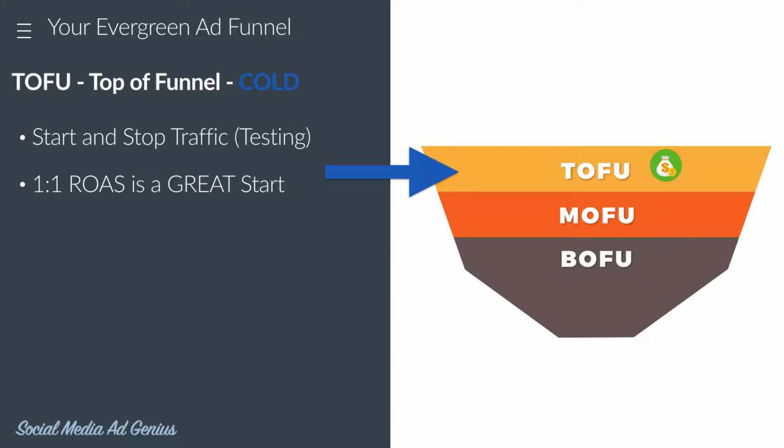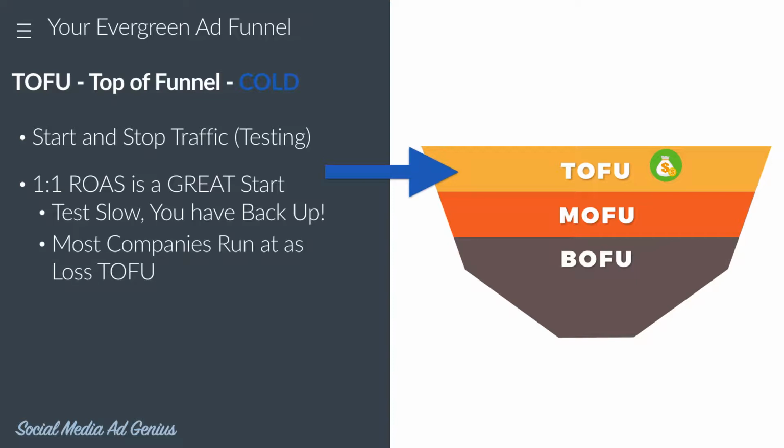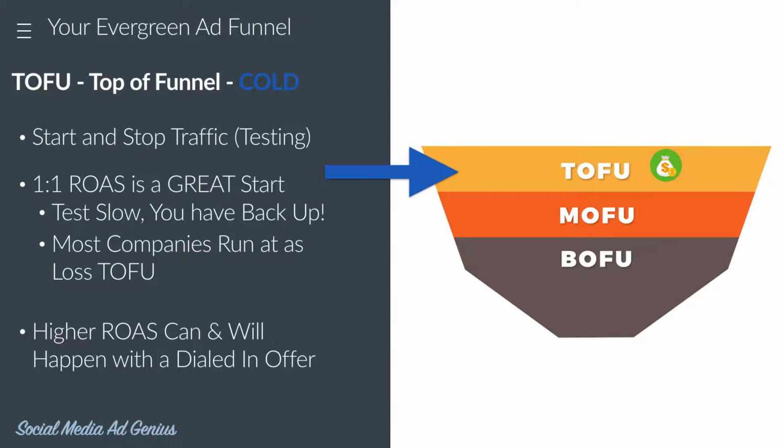You're going to be able to start and stop top of funnel. But if you break even or better with your cold traffic, awesome. Just keep in mind that you're going to test slow. You always have backup because of the cascading into your middle funnel and bottom of funnel. Most companies, again, run at a loss at top of funnel. So your higher return on ad spend can and will happen as your offer gets dialed in, and of course, the machine learning of Facebook.